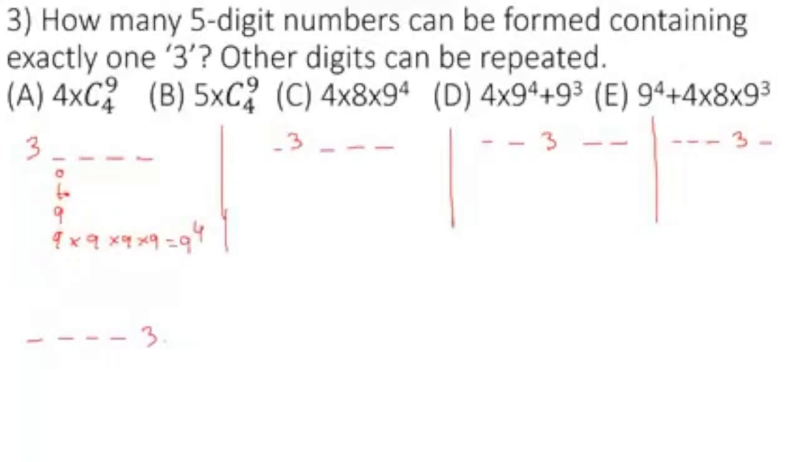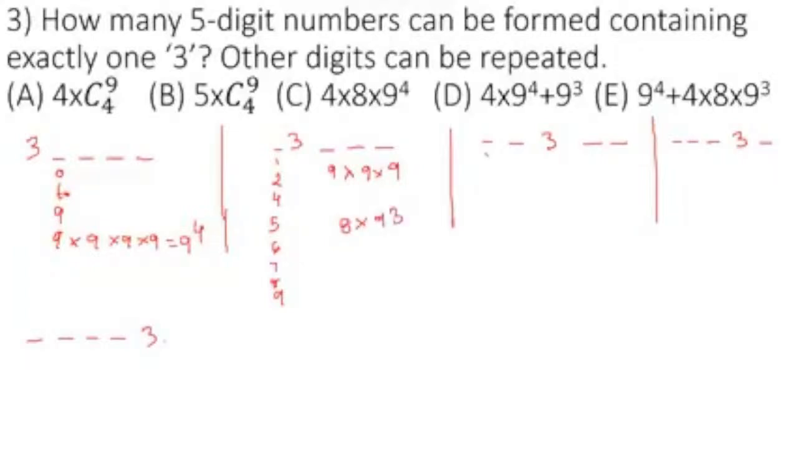Similarly, if I fill the 3 in the second place here, I need a 5-digit number. So 0 will not come and 3 will not come. So except 0 and 3, I can take any other possibilities: 1, 2, 4, 6, 7, 8, 9. So here I have 8 possibilities, and for the remaining I don't have any restriction, I can take 9 each. So it is nothing but 8 into 9 cube.